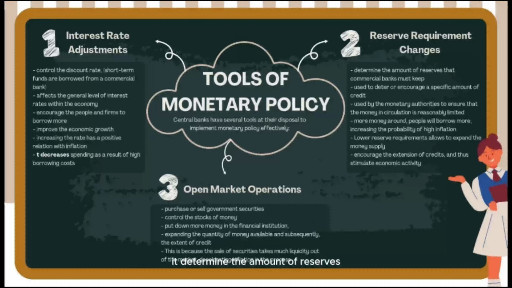It determines the amount of reserves that commercial banks must keep, used to deter or encourage a specific amount of credit, and used by the monetary authorities to ensure that the money in circulation is reasonably limited. 3. Open market operations. It purchases or sells government securities to control the stock of money. This is because the sale of securities takes much liquidity out of the market, decelerating inflation in the process.